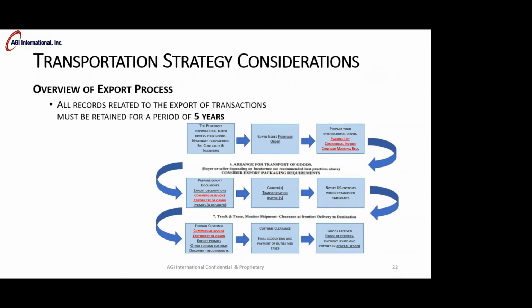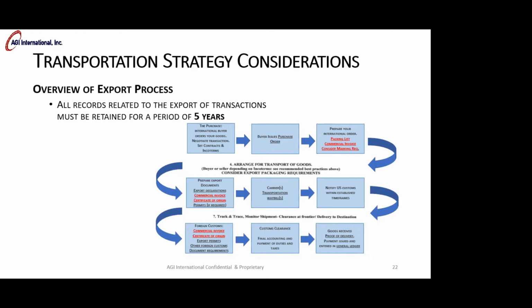This is a continuation of the overview of an export process. It basically does the same thing, with a slightly different movement on some of the things that are happening, but it's basically the same information. The buyer issues a purchase order. It prepares the international order, packing list, commercial invoice, and considers marking requirements, which is one thing we went through on markings. It prepares the documents for export clearance: the commercial invoice and the certificate of origin, which move to the carrier or transportation provider.